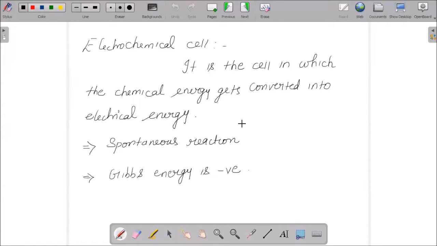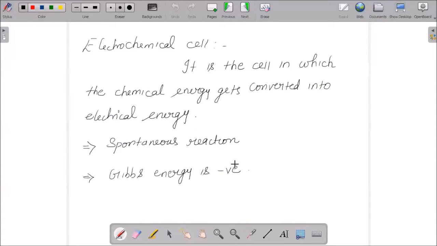It is very important to note that it is a spontaneous reaction. In an electrochemical cell, the reaction which takes place is a spontaneous reaction, and of course we all know that when it is spontaneous, the Gibbs free energy should be negative.